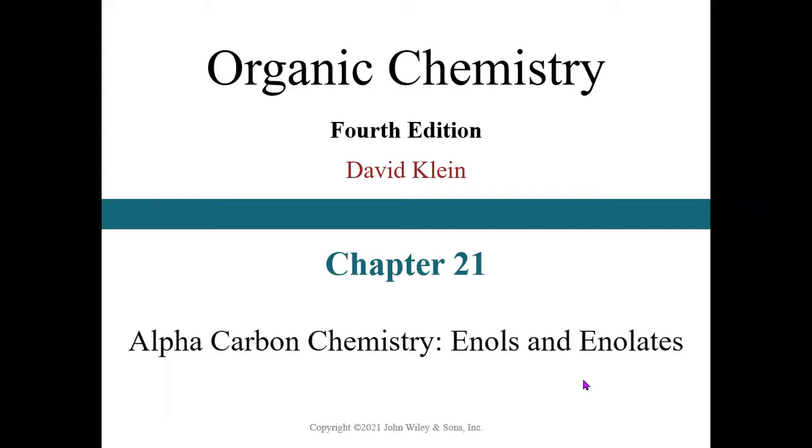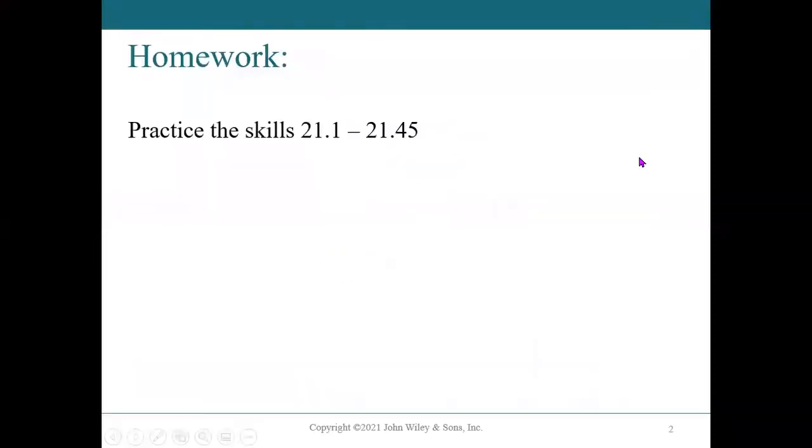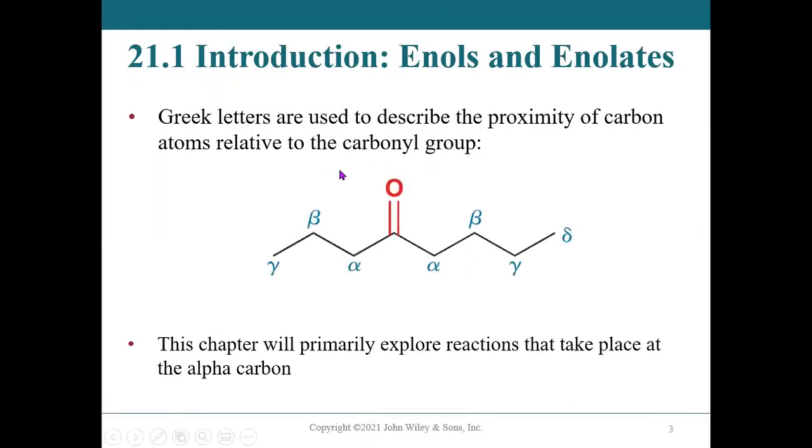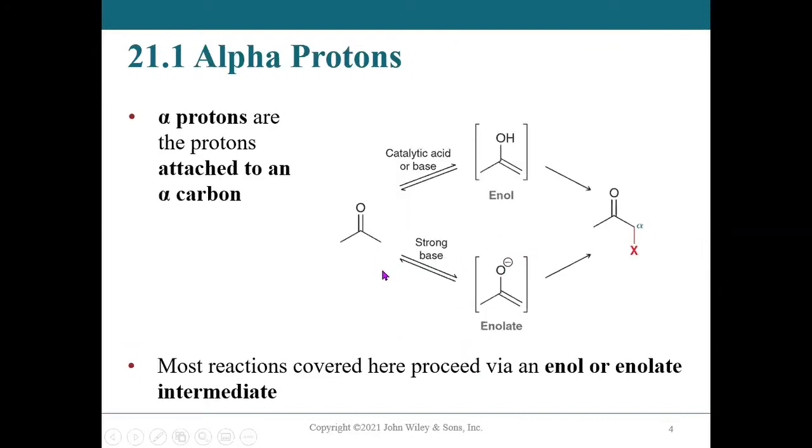All right, so in this chapter, we are going to study some of those chemical reactions that happen at the alpha carbon in compounds that have a carbonyl. We use Greek letters to describe the proximity of a carbon atom relative to the carbonyl group. The one next to the carbonyl carbon is alpha, and then the next one is beta, gamma, delta, and so on. This chapter will primarily explore reactions that take place at the alpha locations.